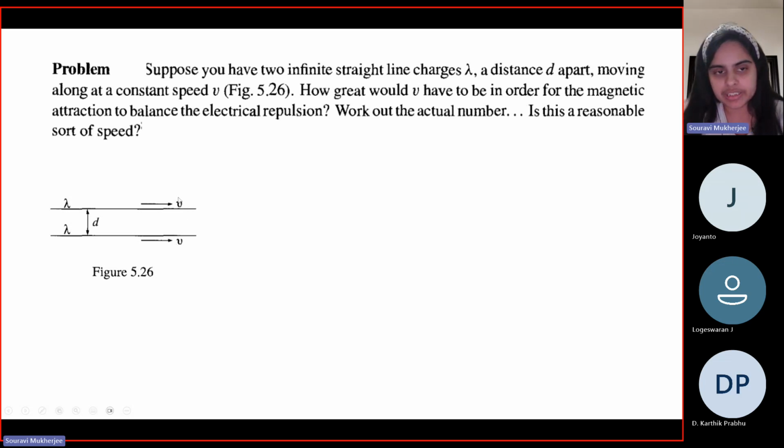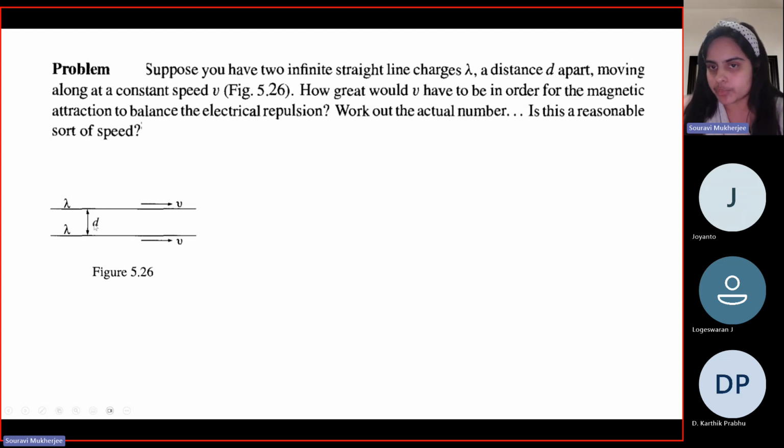So effectively, what is this about? When you have some charge lambda per unit length moving at a velocity v, this is effectively equal to a current carrying wire where the current is given as lambda times v. Similarly, you have another current carrying wire with parallel current, also equal to lambda times v. So for both wires, the current is lambda v and the distance is d apart.